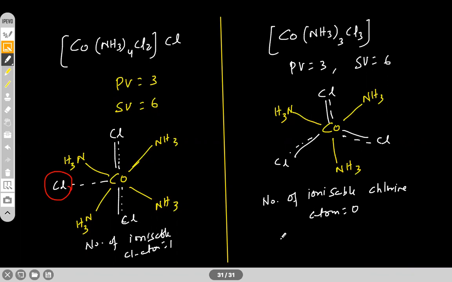Now, K4[Fe(CN)6], we have six cyanide ions, right? So the oxidation state is 2, triple.